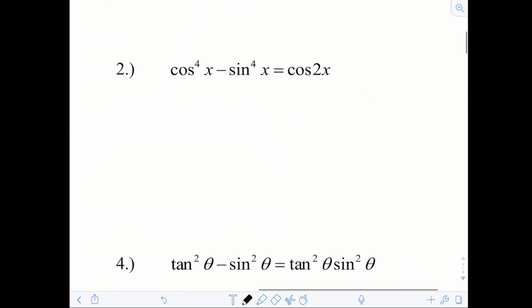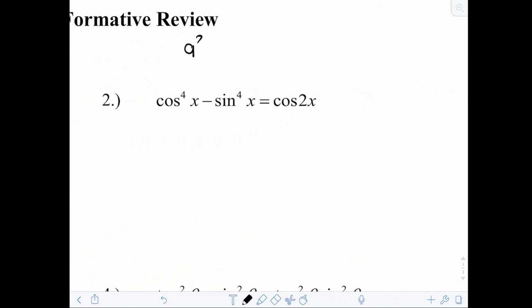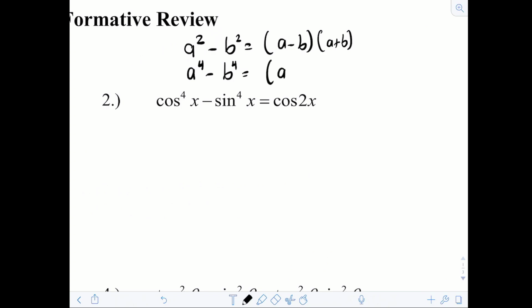Number 2. So we have to remember that when we do a squared minus b squared, that ends up giving us a minus b, a plus b. So if I do a to the 4th minus b to the 4th, well, this would be a to the 2nd minus b to the 2nd, and then a squared plus b squared. It works out the same way.